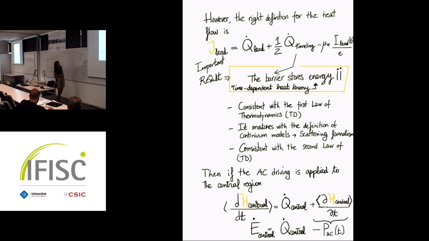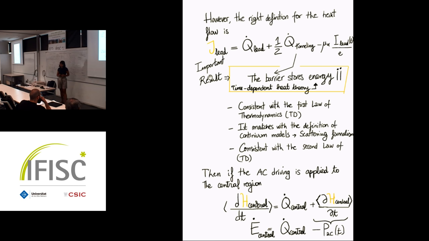Because the right definition, for instance, for the heat flow is this one, in which you need to define the heat current in the lead, considering how the energy of the lead Hamiltonian changes with time, which is this term. Well, you just subtract the term that gives you the Joule heating, and then you need to add this new term. And this is a result that David Sanchez and co-workers obtained in a series of papers in the last years, in which they demonstrate that you need indeed to take into account this term in order to fulfill a series of requirements that are important to have.